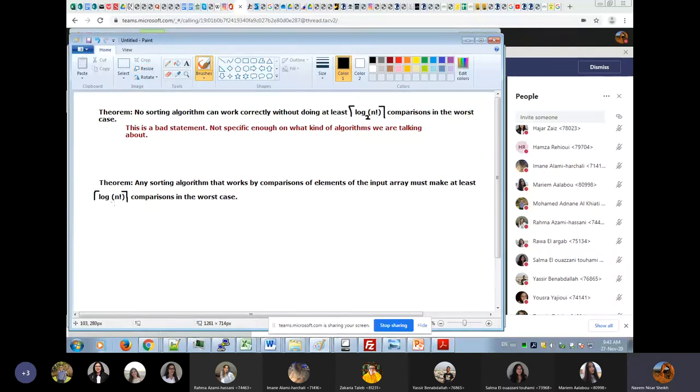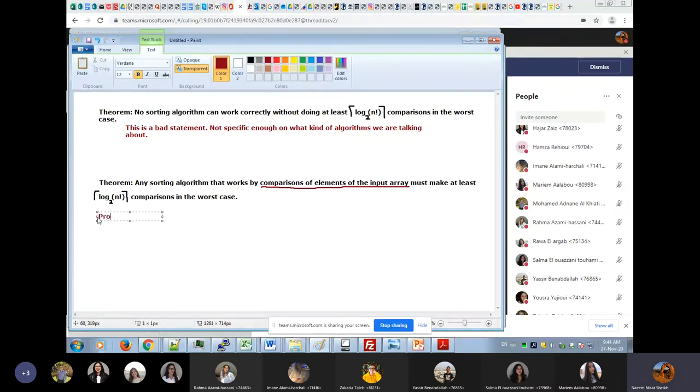Ceiling of this, because if it's a fractional answer, then you have to ask one more question. And it's important to write here, if you notice the difference between the first statement and this statement, I specified comparisons of elements of the input array. Must make at least this many comparisons in the worst case. Okay, what's the proof?